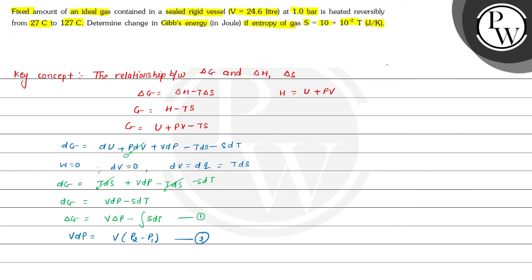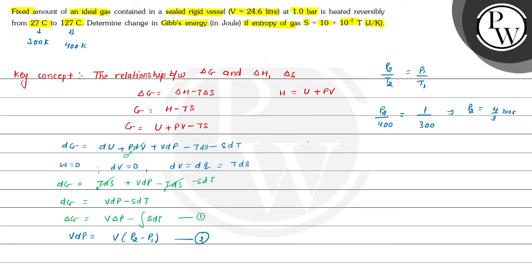Now, since the volume is constant, P2 by T2 is equal to P1 by T1. This is from the ideal gas equation. Here the temperature of 127 degrees centigrade is equal to 400 Kelvin, and 27 degrees centigrade is equal to 300 Kelvin. So T2 is equal to 400, P1 is given as 1 bar, and T1 is equal to 300. So we can calculate the value of pressure P2. From here P2 comes out to be 4 by 3 bar.